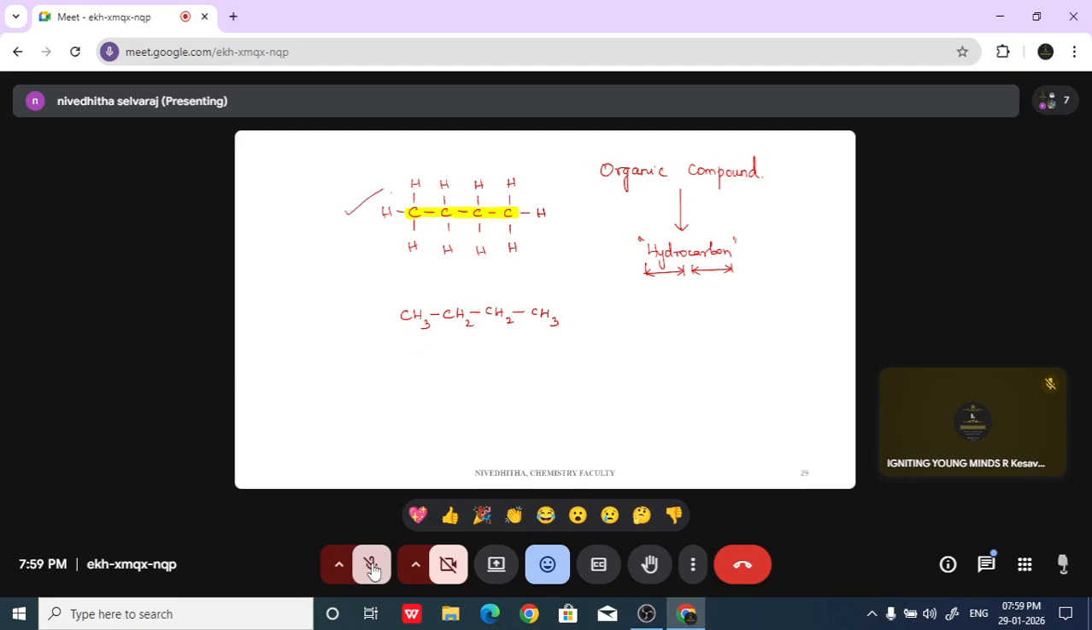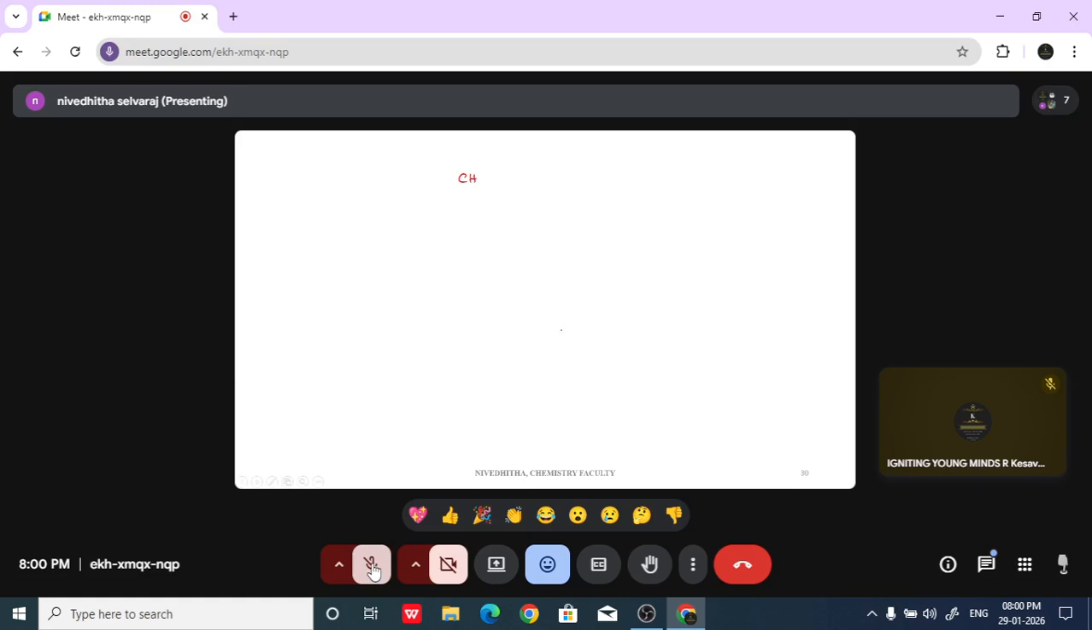Normally, this is how the organic molecule will be. But whenever we are writing the compound in any note, we'll be representing it like this. This is called the condensed formula of an organic compound, right? So this is one hydrocarbon.